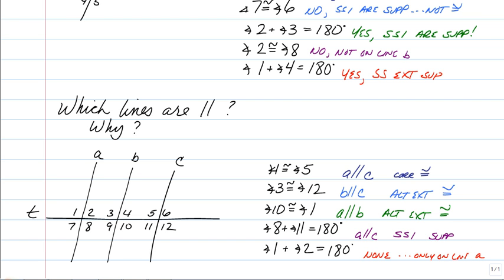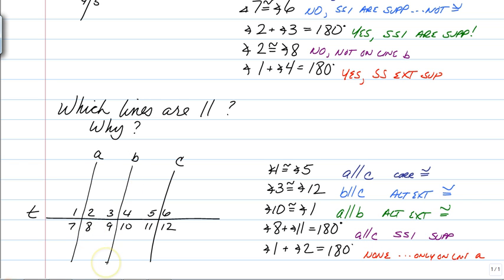If that was a little tricky for you, again, just ignore this middle line and you will see that 8 is inside of A and C along with 11. Okay, so those were same side interior angles. So you do have A is parallel to C.